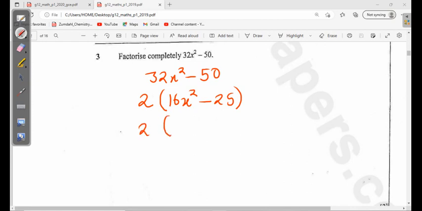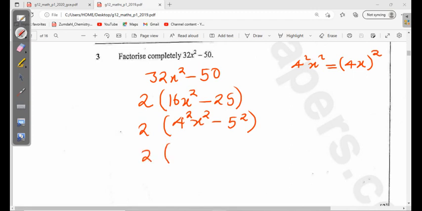Now these numbers 16 and 25 are called perfect squares. 16 is the same as 4 to the power 2, and then we also have x to the power 2, and 25 is the same as 5 to the power 2. So when we have 4 to the power 2 and x to the power 2, I can write this as 4x in brackets because both of them have power 2, and I'll put the 2 outside. So this is the same as 2, open brackets, (4x) to the power 2 minus 5 to the power 2.